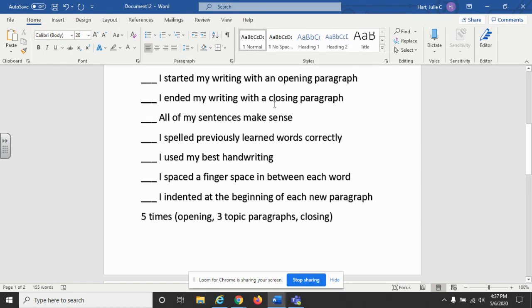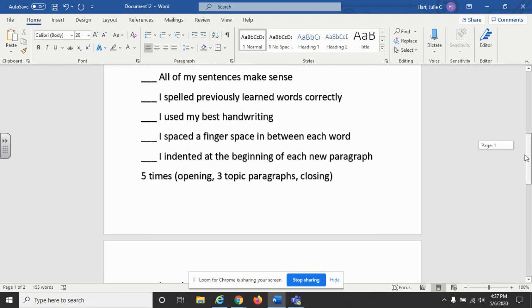I ended my writing with a closing paragraph, and on your brainstorm, it just said closing statement. That's where you kind of go back and recap everything that you told about, maybe even throw in a little opinion, and then all of my sentences make sense. Now, if you left out a word in a sentence, it's probably not going to make sense. If you don't understand what you're saying, then whoever's reading your story probably won't be able to understand what you're saying.